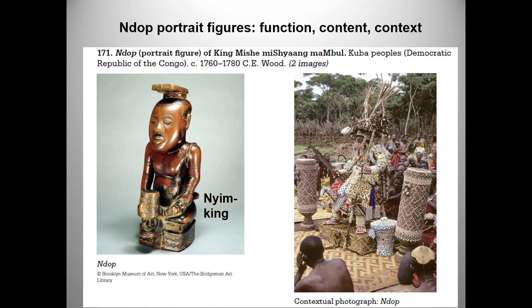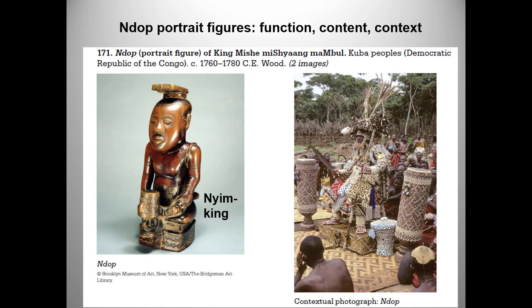Yes, Ndop and maybe even portrait figure would be good enough, but Ndop is not exactly easy to remember, and neither is Kuba peoples. Unfortunately, just saying that a culture is from the Congo probably wouldn't do it, because we have 3 other works from what today is the Democratic Republic of Congo. What have you learned about Ndops, or portraits of leading figures, usually kings, from your reading?